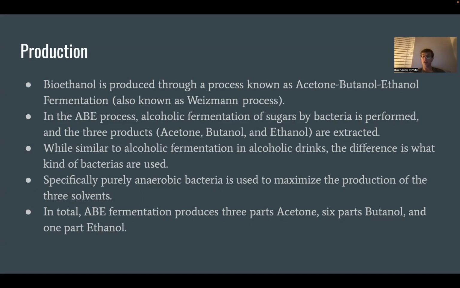And in this ABE reaction, purely anaerobic bacteria are used to maximize what products come out of this reaction. So it's fermentation, so lack of oxygen. And these certain bacteria are thriving under fermentation. They are not aerobic. They don't need oxygen. And therefore, this is where you're going to get your maximization. In total, ABE fermentation produces 3 parts acetone, 6 parts butanol, and 1 part ethanol.